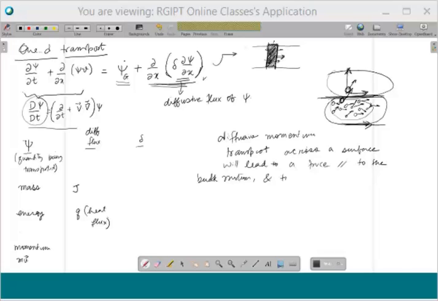Actually, I should say: one component would be perpendicular to the surface, and two components parallel to the surface. So maybe I should write it like this: force perpendicular to the surface and two components parallel to the surface.